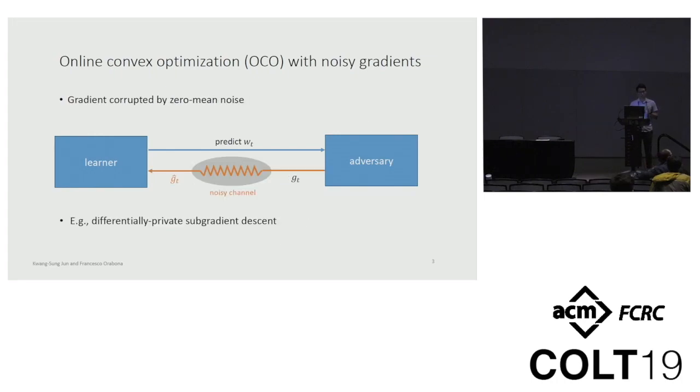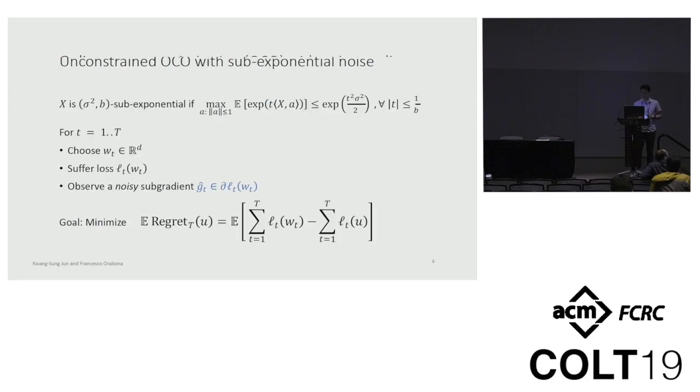So in this work, we assume that the gradients are corrupted by some noise. And this is a pretty natural setting, right? Many times real-world data comes through a noisy channel. But a striking example is differentially private subgradient descent, where each gradient is sanitized by adding some noise so you can protect privacy. I'll talk more on this in later slides.